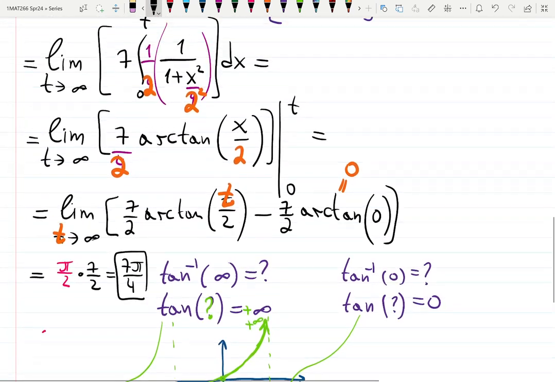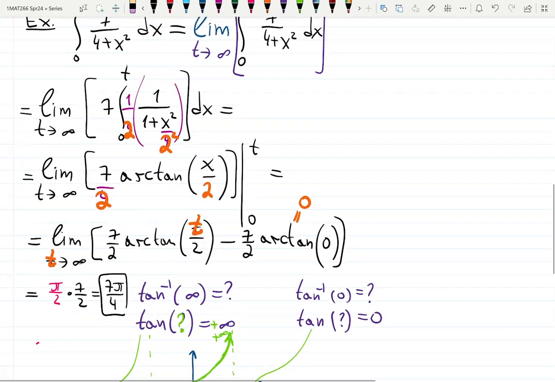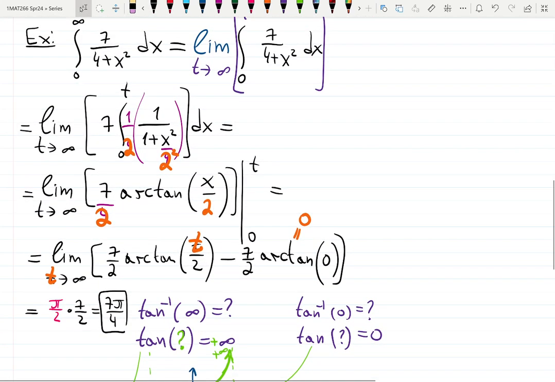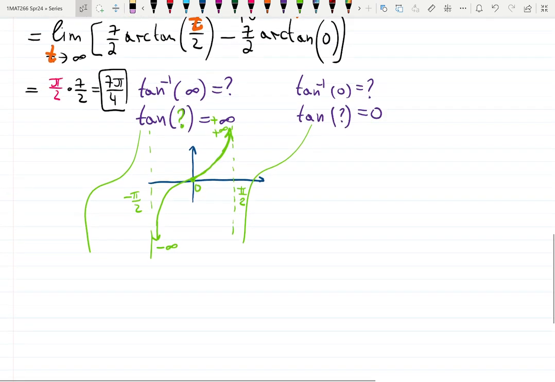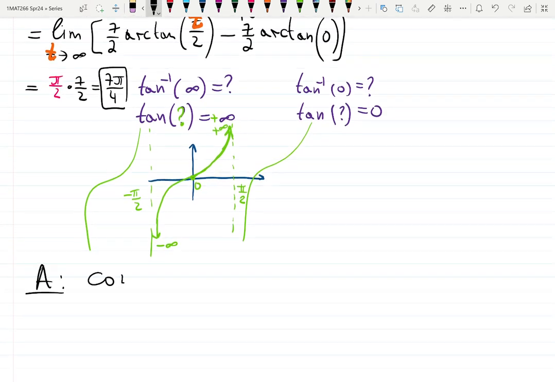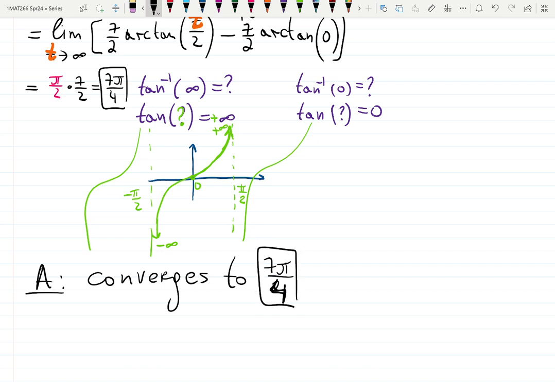The integral does not equal 7 pi over 4, but it converges to it. Let me write down the phrase. Answer: converges. It's convergent. It is a convergent integral because it's converging. At infinity, it converges to, see, I used all three terms, 7 pi over 4, like so. Can you do that in the test and any other cases like that?